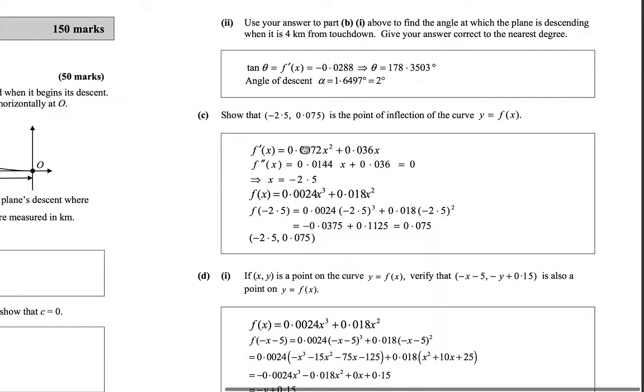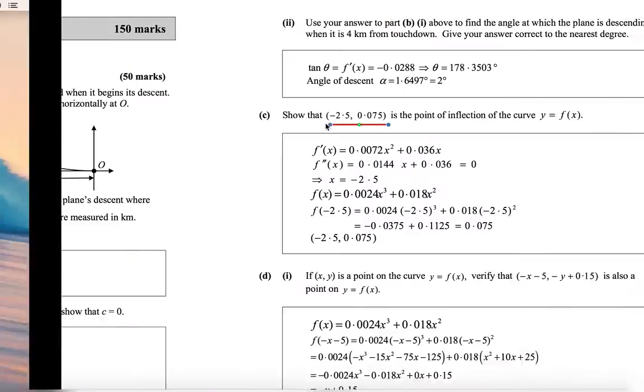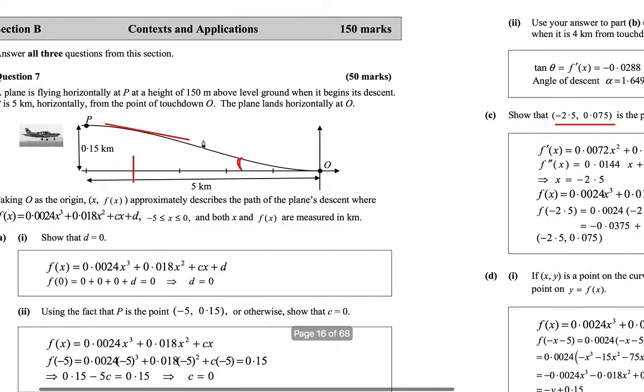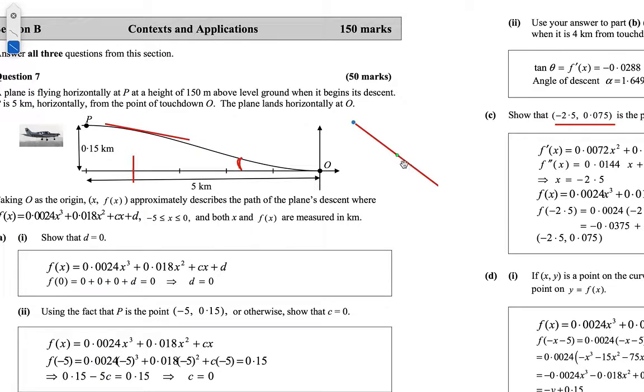Okay, part C. Show that this point is a point of inflection. So point of inflection means it's not a maximum point, it's not a minimum point, but it's kind of changing direction. So it's like when a curve goes. Okay, so it's like it flattens out for a little bit, like that. It flattens out for a part. It doesn't go straight down, it flattens out for a bit before continuing in the same direction.